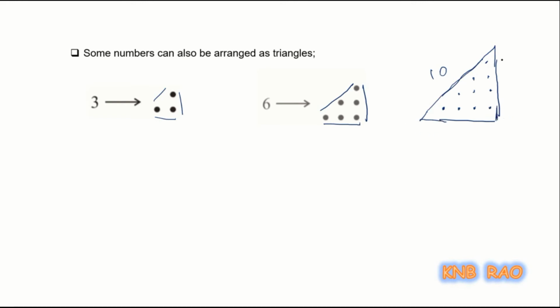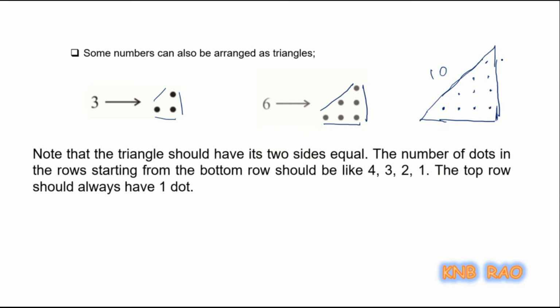A triangle means the triangle should have its sides equal in dots. The number of dots in the rows starting from the bottom row should be like 4, 3, 2, 1. The top row should always have 1 dot. Got it? Like how I have done.